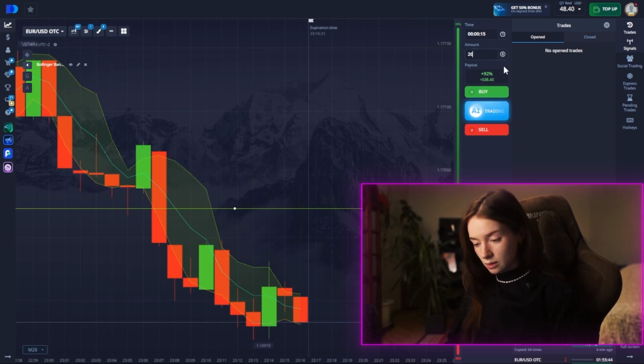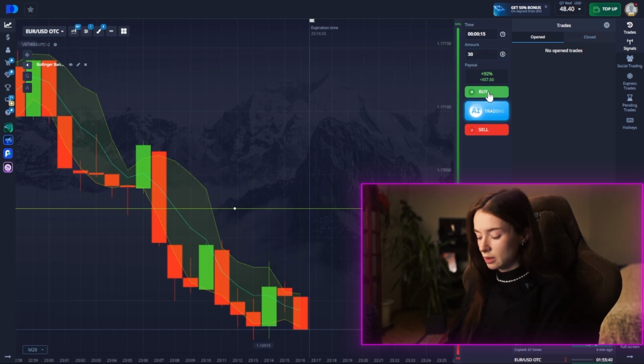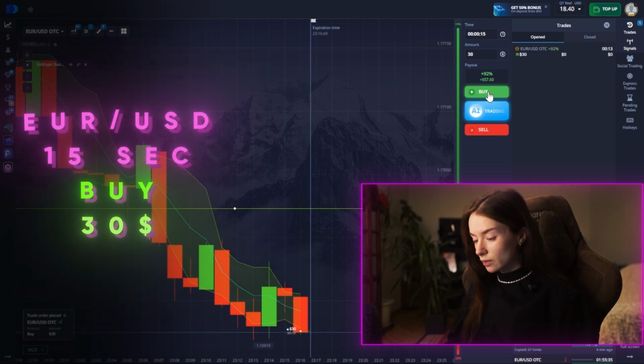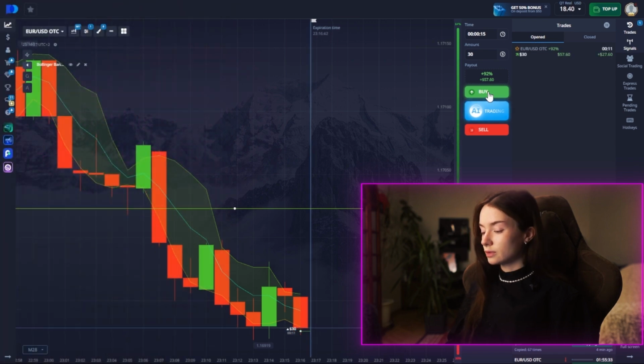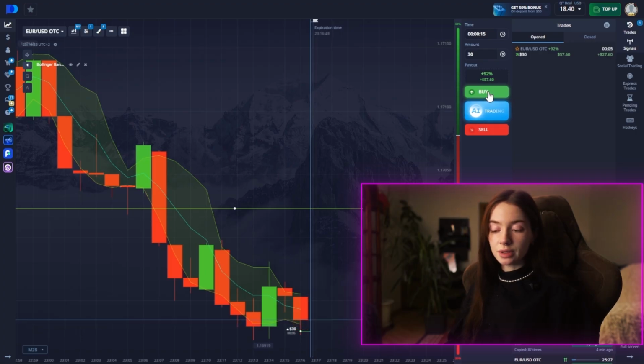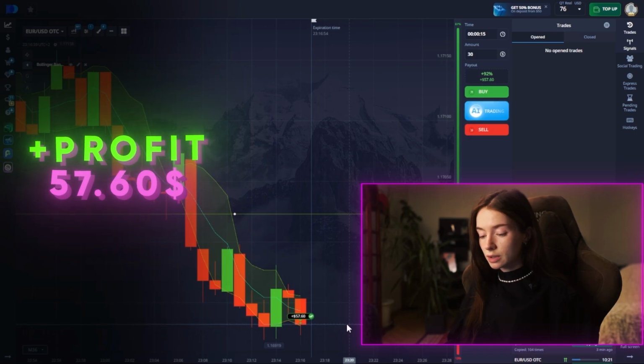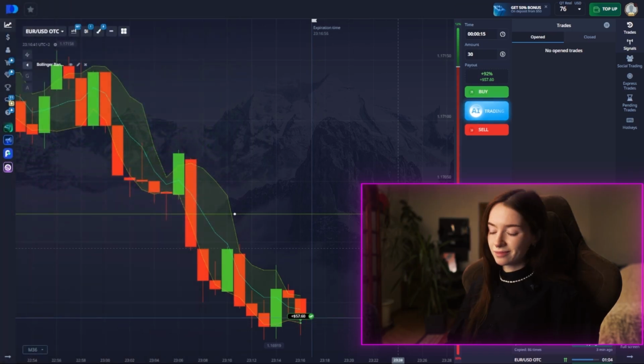I set $30 and wait for a buy entry. We enter, and now the upward pull starts right after our entry. Excellent, the price is leveling out. We entered at the very bottom, and as you can see, we've already recovered what we lost previously. Great.